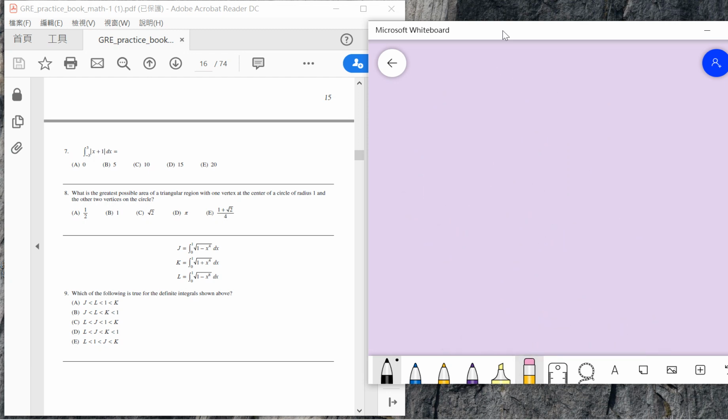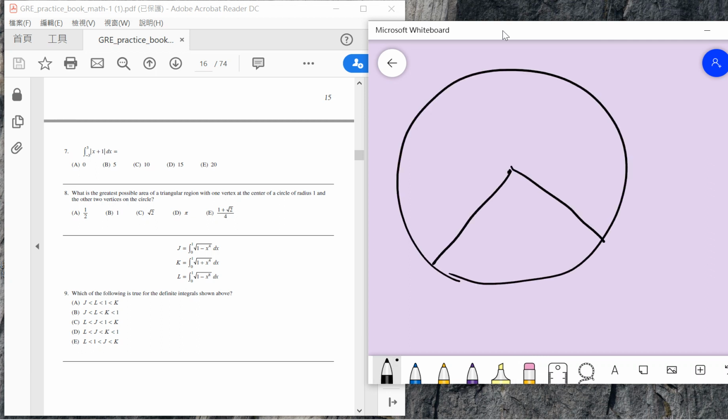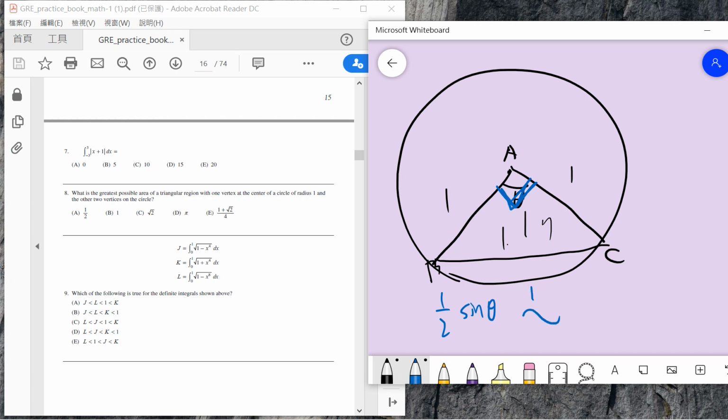Number 8. What is the greatest possible area of a triangular region with one vertex at the center of a circle of radius 1 and the other two vertices on the circle? So this question you can solve in 1 second, or 10 seconds, right? This is the points A, B, and C. So the area is just half times sine. So the largest will be when sine equals 90. So the maximum is a half times sine pi over 2, so it's half. Choose A.